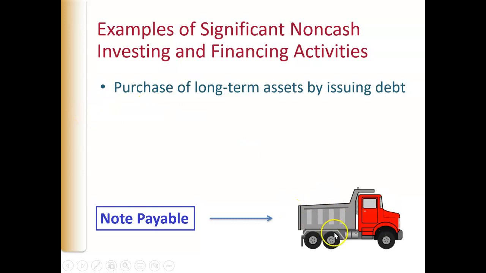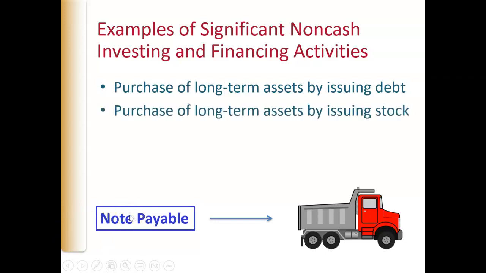So you purchased this truck by taking out a note. We didn't use any cash, therefore it's not going to be in here. Or what if we purchased this truck by issuing stock? Cash was not involved.